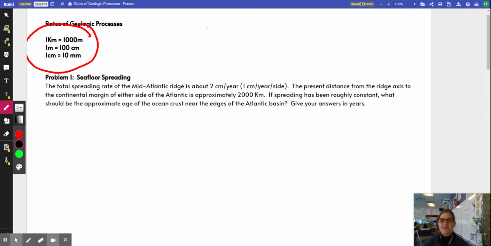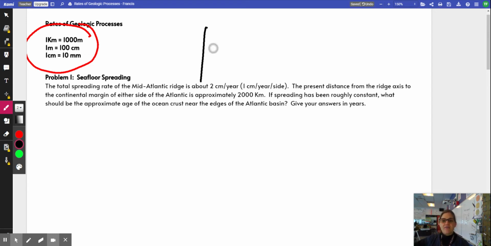The problem starts off saying the total spreading rate of the Mid-Atlantic Ridge, so I'm going to draw myself a little ridge, is about 2 centimeters per year. It clarifies here in the parentheses that it's 1 centimeter per year per side. So remember, this is a divergent boundary, with these two plates moving away from each other.